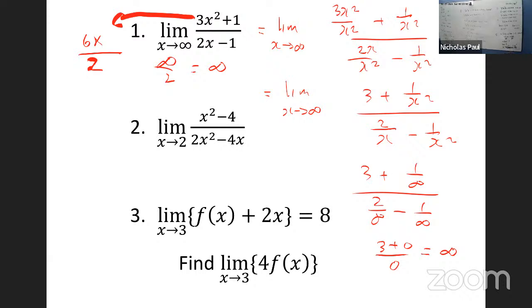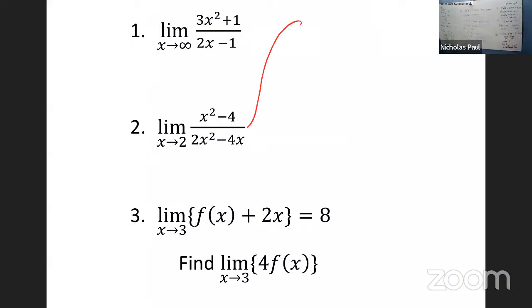All right. Check out the next one. What will you use for this one again? Factorization, right? So when you factorize x squared minus 4, what do you get? You'll get x minus 2 times x plus 2. And when you factorize the denominator, you'll get 2x times x minus 2. And what will happen?